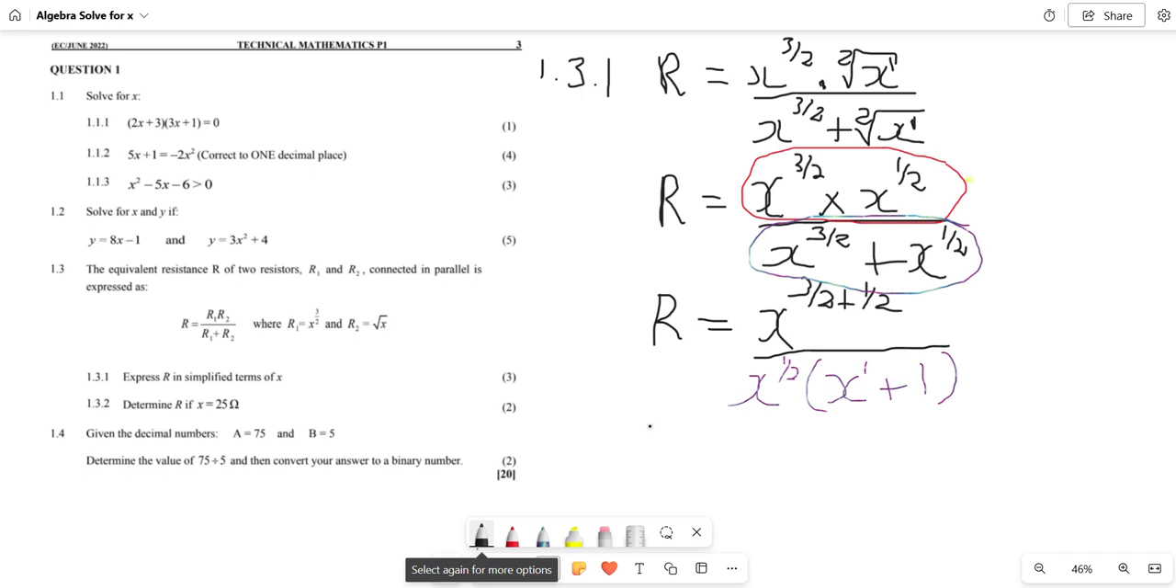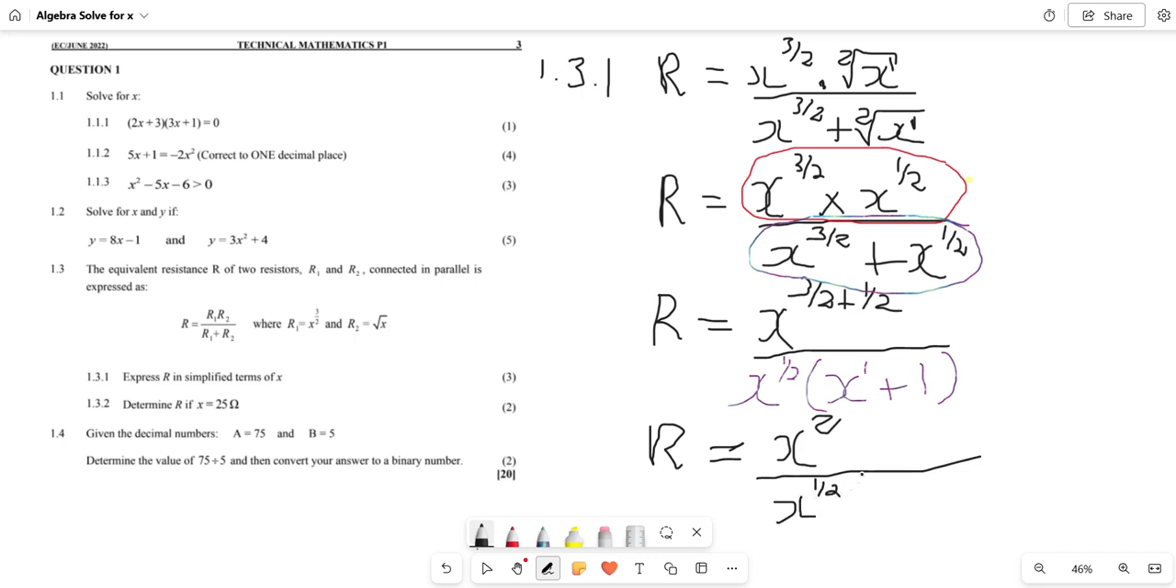Then we still go on to say r is equal to. Then we maintain the exponent of what? Of x. Then 3 over 2 plus 1 over 2 gives us the rational exponent of what? Of 2 here. Everything here, all divide by x to the power of 1 all over 2, open bracket, x plus what? Plus 1.